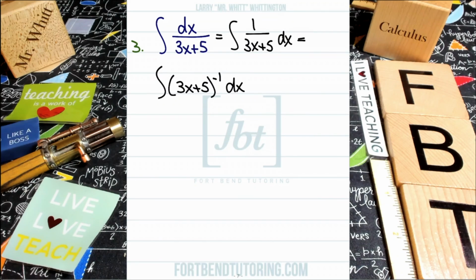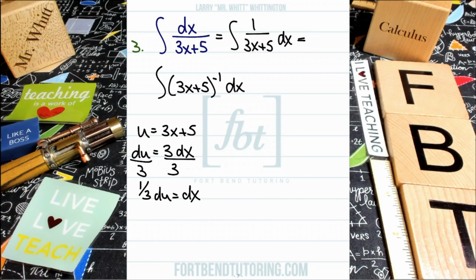What I'm going to do first is label u as the quantity 3x plus 5. In doing so, I'm going to continue with finding the derivative of u, and that derivative being 3 dx. Notice that in our original integral, we don't have the number 3 isolated anywhere. So that's something to keep in mind. But what can you do about that? Well, as I showed you in the previous problem, you could just divide both sides by 3, right? And by dividing by 3, we now can show that 1/3 du is going to be equal to dx.